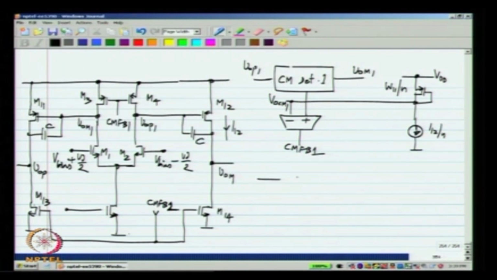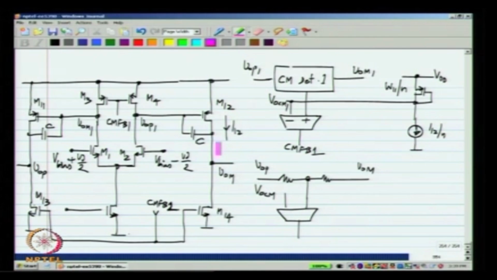For the second stage, we will invariably use a resistive divider, although in some cases you could probably use something else if you are not concerned about swings. And again you compare it with VOCM, that is the common mode reference for the final output.